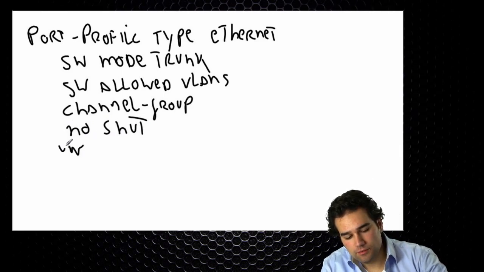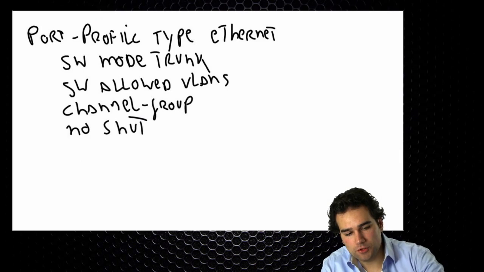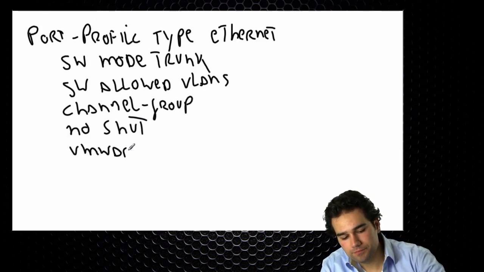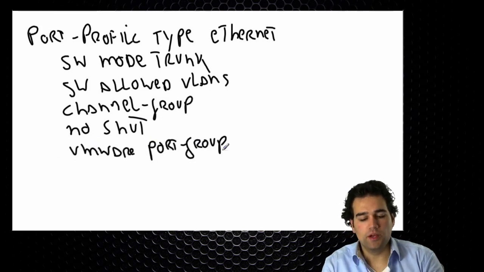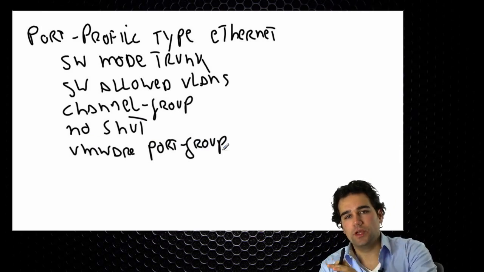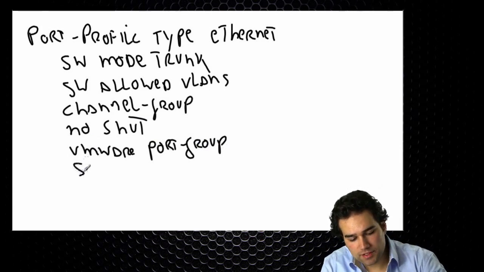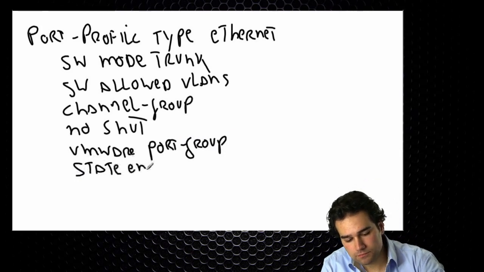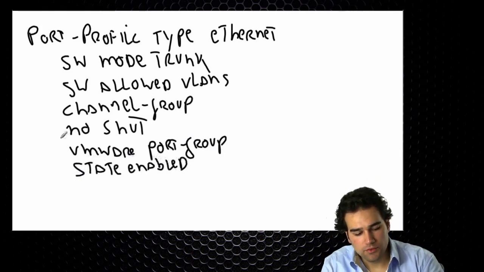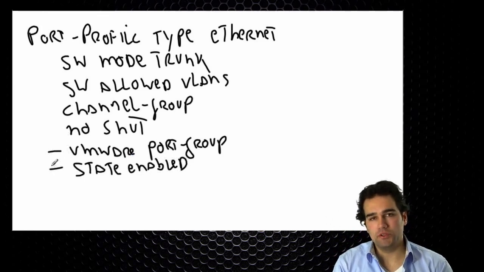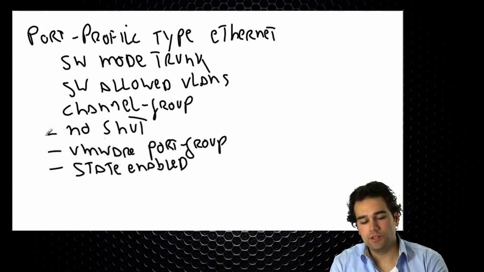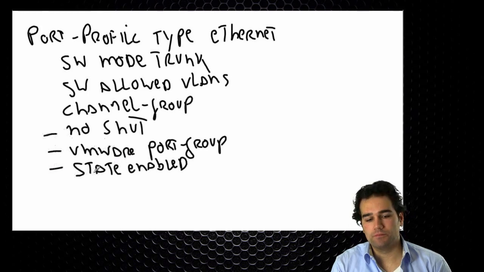Then I need to say 2 special commands saying vmware port-group, to enable this group to copy that to VMware. That's what it says here. And I'm going to set the state to enabled. These 2 commands are specific to the Nexus 1000V. And I really, really need them, otherwise I will not see this port profile inside vCenter. I need these 2 commands. And I also need to have the no shut, otherwise I cannot set state enabled.